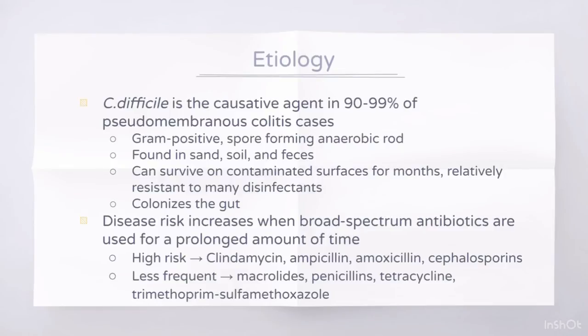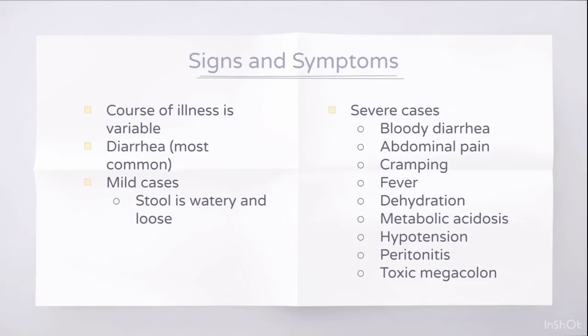As you can see here, there are certain antibiotics that put you at higher risk, and then there are more antibiotics that are less frequent. As for signs and symptoms, the course of illness is variable, but diarrhea is most common. In mild cases, the stool is watery and loose, and in severe cases, the patient might experience bloody diarrhea, abdominal pain, cramping, fever, dehydration, metabolic acidosis, hypotension, peritonitis, and toxic megacolon.